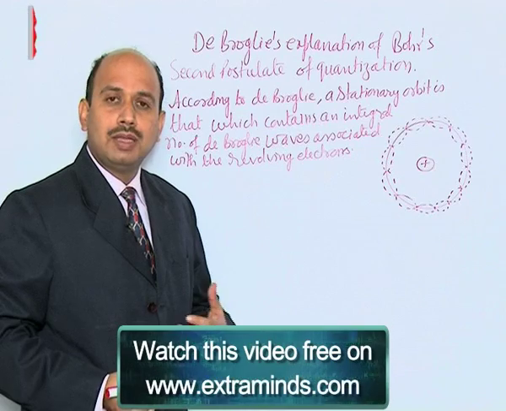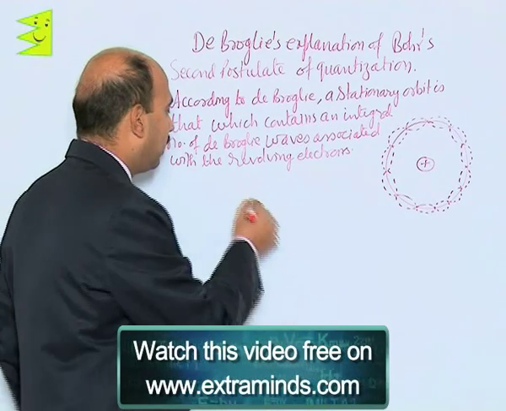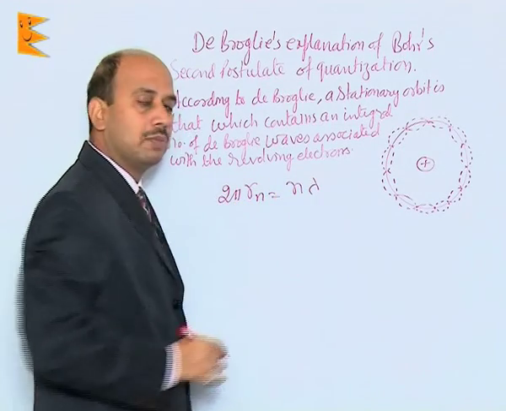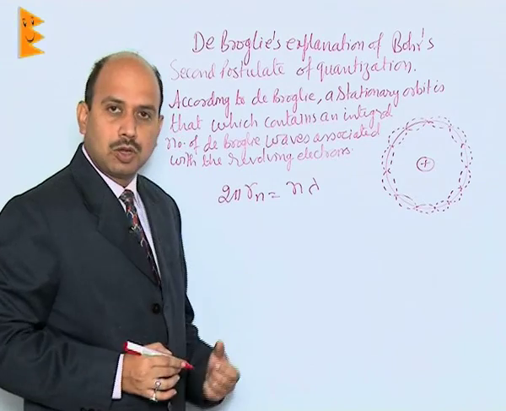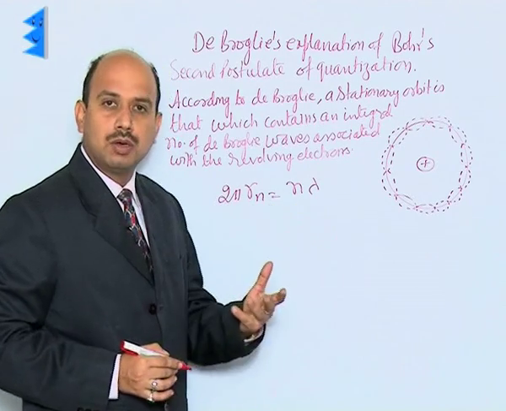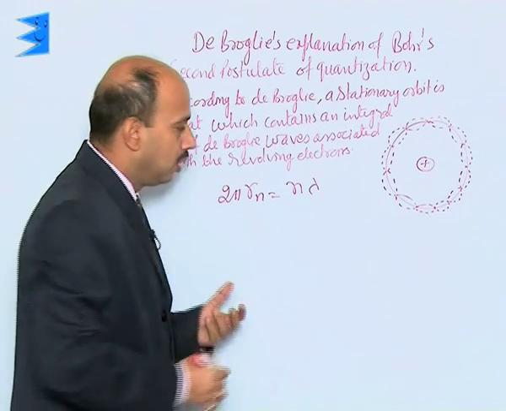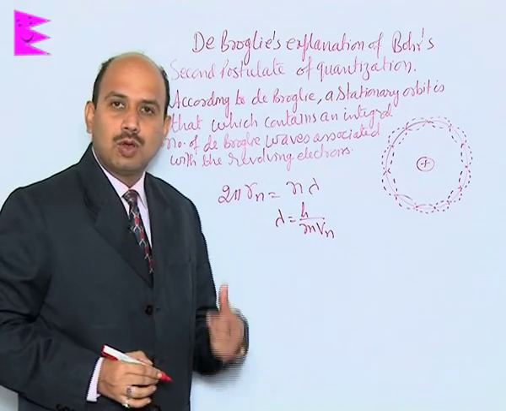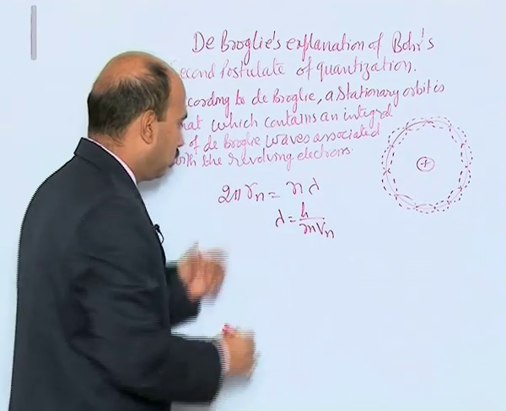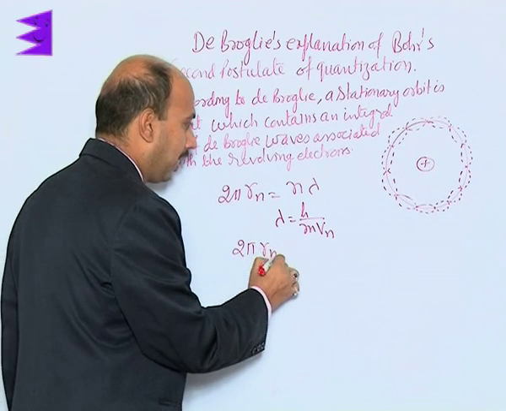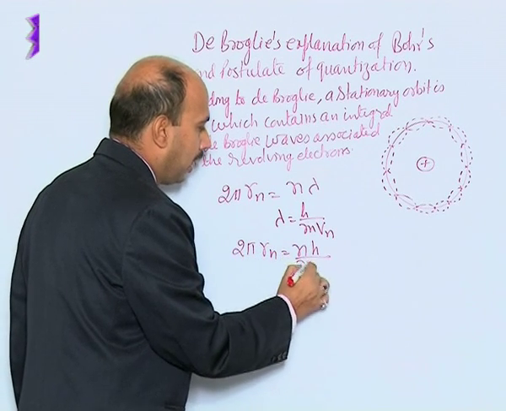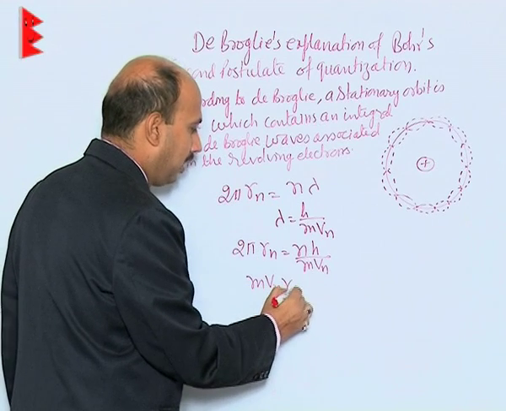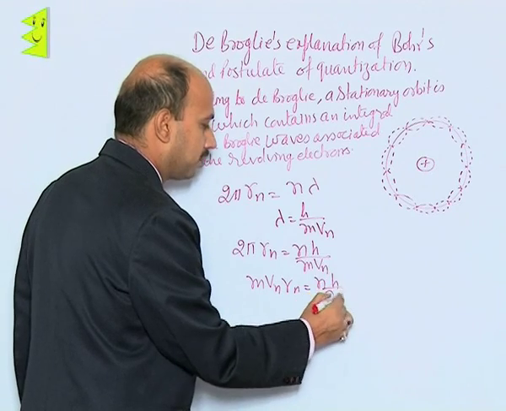Suppose electrons are revolving in the nth orbit, then the total distance covered is 2 pi r n, which is equal to n lambda, that is, an integral multiple of the wavelength. According to de Broglie, lambda is equal to h by m v n, where v n is the velocity of the electron in the nth orbit. So, we can write 2 pi r n is equal to n h upon m v n, and now we can write m v n r n is equal to nh upon 2 pi.